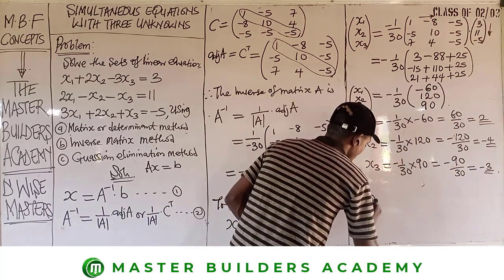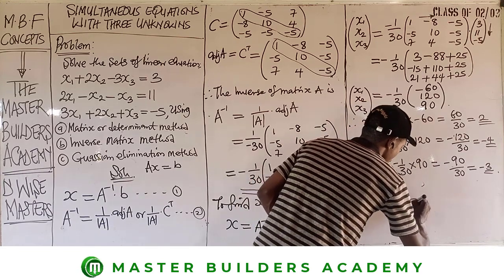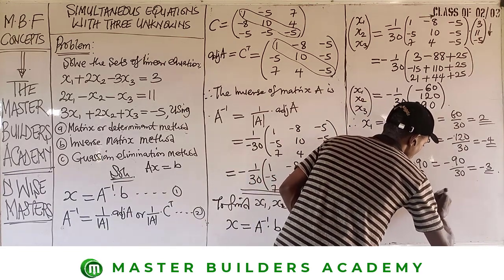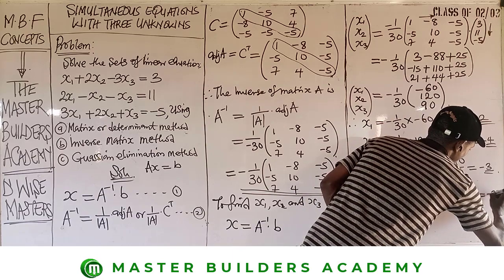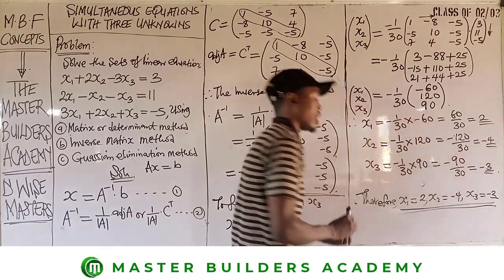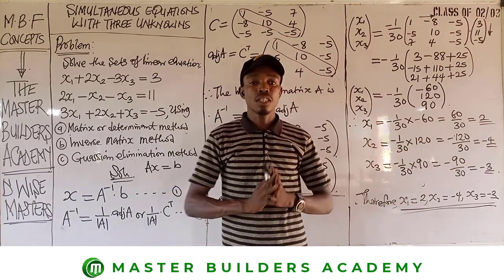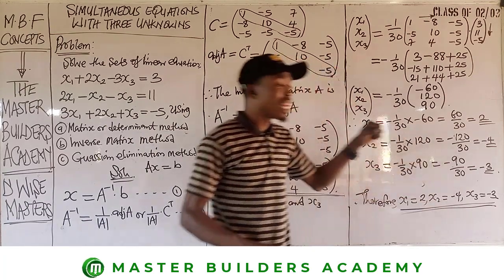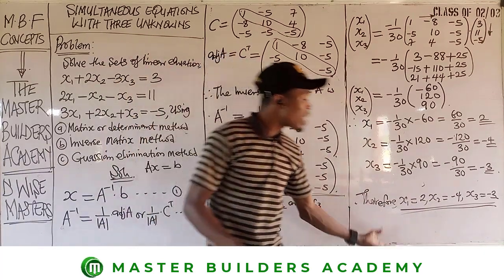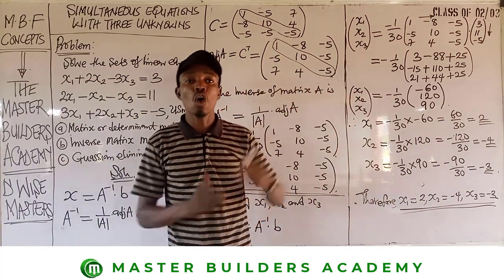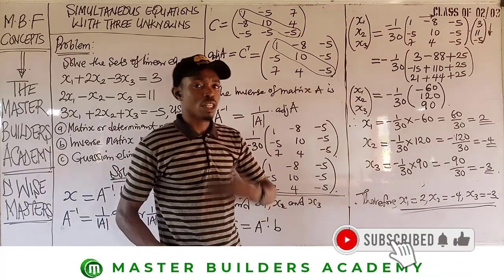So therefore, x1 is equal to 2, x2 is equal to minus 4, and x3 is equal to minus 3. These are the results for x1, x2, and x3. So guys, as you can see now, even while we use the inverse matrix method, we also obtain the same result we obtained when we applied the matrix method or the determinant method. So you see that this is very, very simple. We have been able to obtain both results.